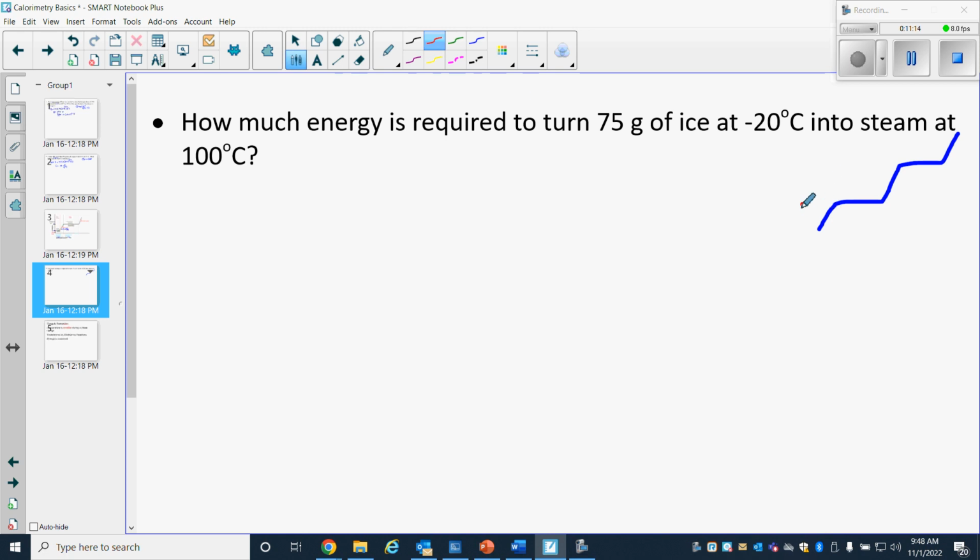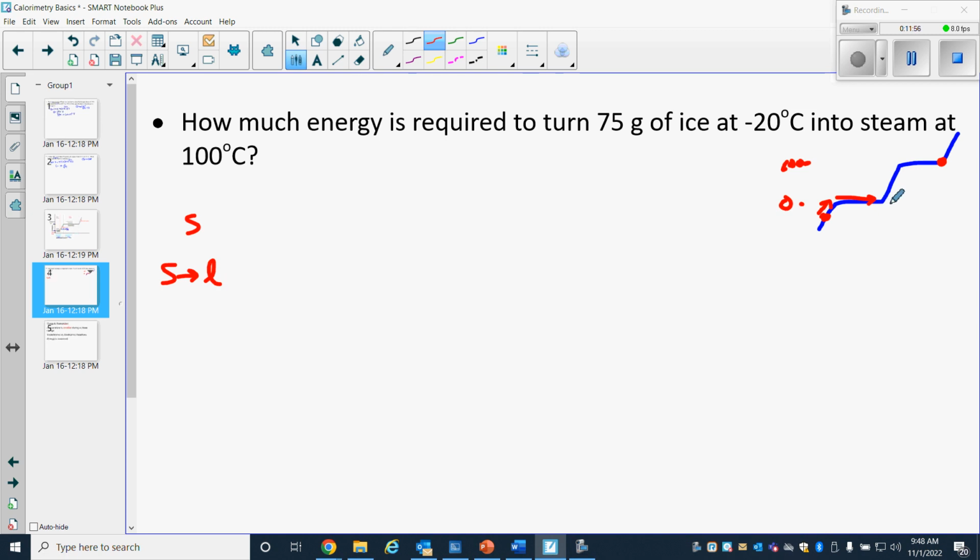So remember, our first flat line was at 0. Our second flat line is at 100. So if we're at -20, that's down here below 0 in the solid phase. And if we're changing into steam, which is a gas, at 100, that is the flat line at 100, but on the gas side of it, at that corner. So if we're connecting all the dots, we have to heat up our solid. We're going to have a solid step. We have to change from a solid into a liquid. So that's going to be another step.